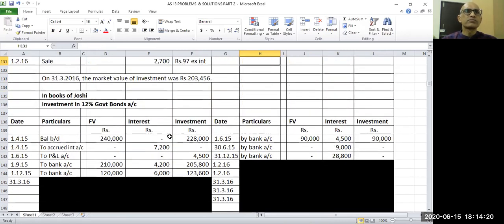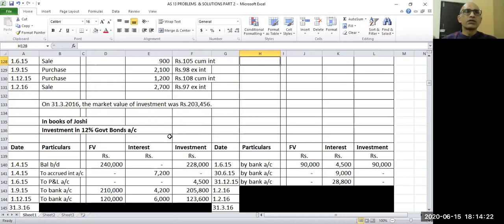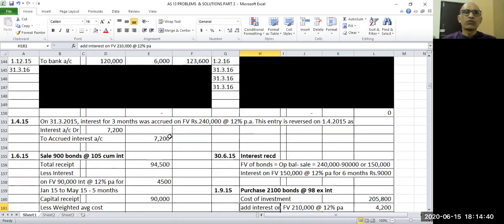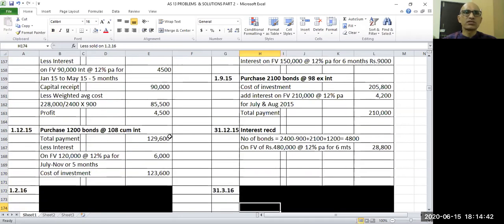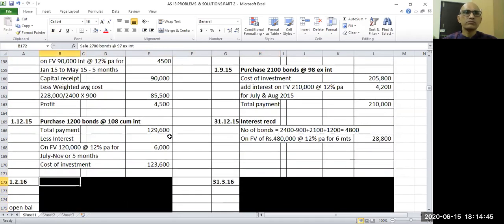Moving further, the next transaction is on 1st Feb 2016. We have accounted for this interest, and the next transaction is on 1st Feb 2016. 2,700 bonds are sold at 97 rupees ex interest. So we will have to see how we account for this transaction. Let's go to the working note for 1st of Feb 2016. We have sold 2,700 bonds at 97 rupees ex interest.